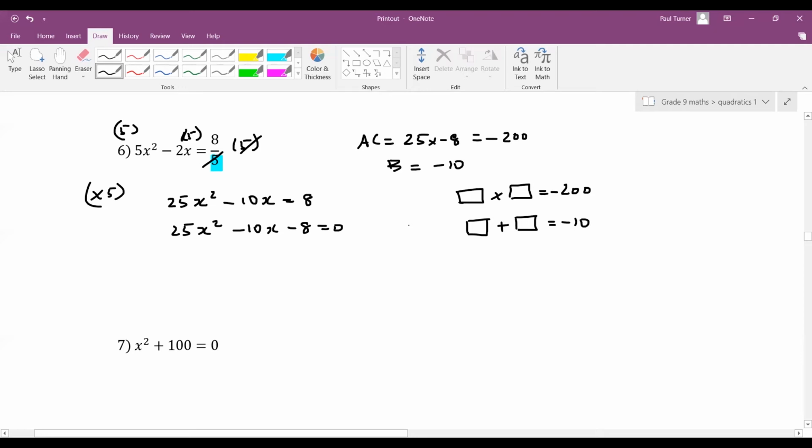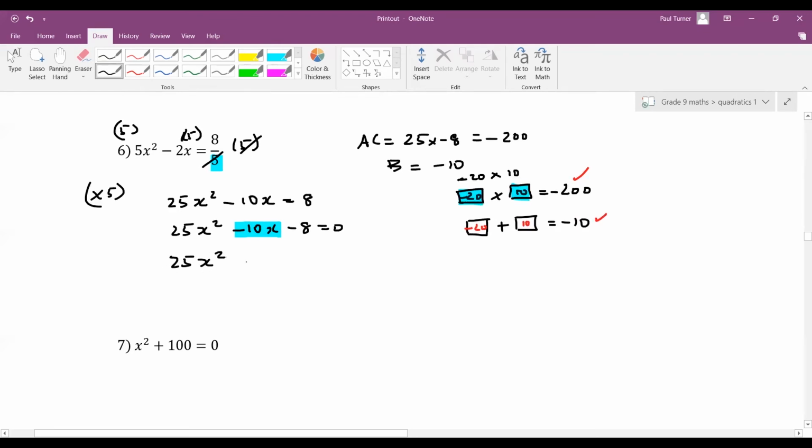Let me check my solution here. So it looks like we're going to have minus 20 times 10. Yeah. So minus 20 times 10 is minus 200, and minus 20 plus 10 is minus 10. So these are your two numbers here. And we change that middle number using them here. So we'll put the minus 20 first.